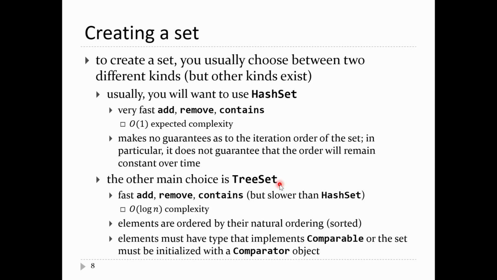Your other common choice is tree set. So tree set also has fast add, remove, and contains, but it's slower than hash set. So O(log n) complexity. Why is it slower? Because it has to keep everything in sorted order. So when you remove something, it has to remove the element and then make sure everything is still sorted after it does the removal. Similarly, if it adds something to the set, when it inserts it into the set, it has to make sure that it's inserted in the proper place.